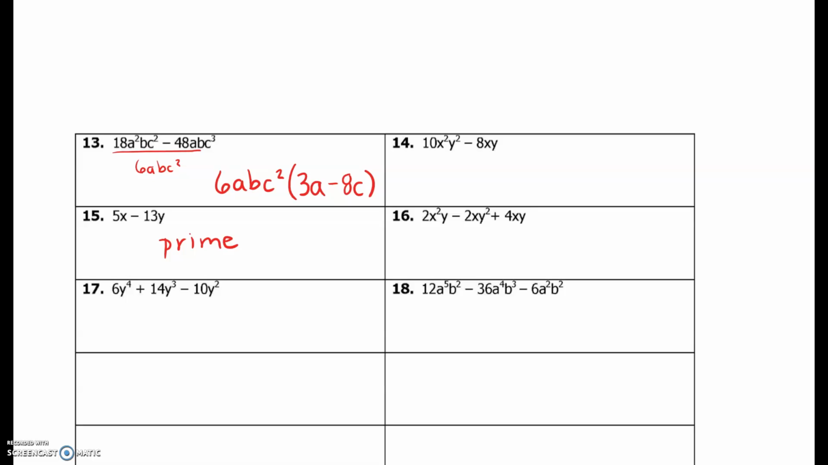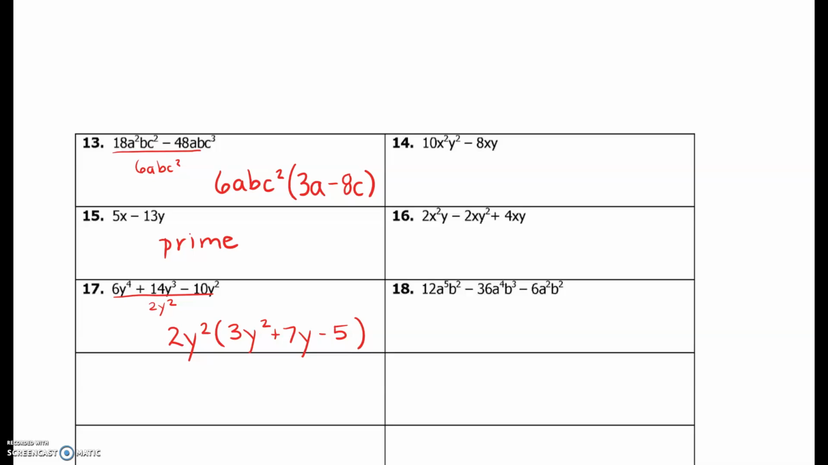Last but not least, number 17, 6, 14, and 10. You may have more than one number. Well, 6, 14, and 10 are all divisible by 2. And you notice they all share the letter y, so we take out the smallest amount, which is y to the second. That is what you will divide by to determine what's left over. So 6 divided by 2 is 3. Subtract your exponents, you get y to the second. 14 divided by 2 is 7, y. And 10 divided by 2 is 5, and the y's will cancel, so you will just have a 5 as your last term.